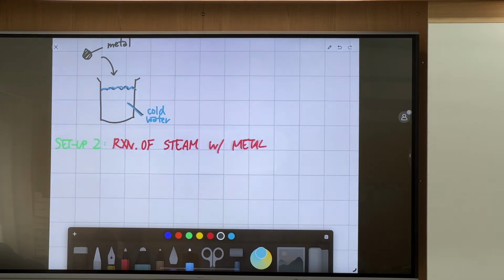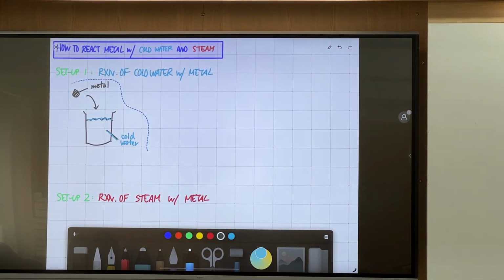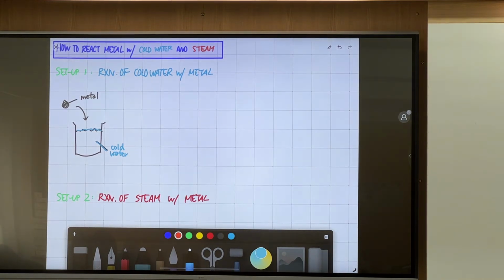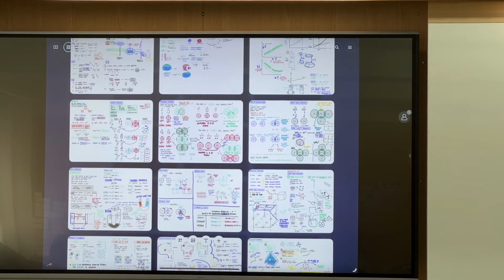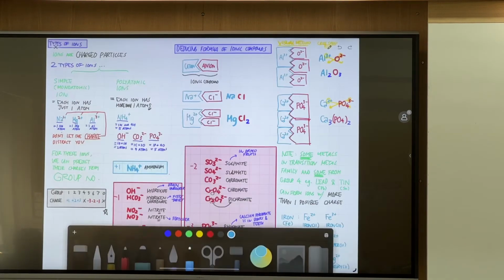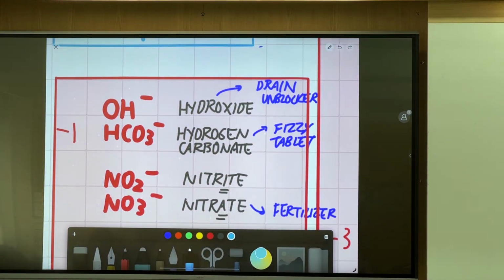Write down the general equation, so you can remember it. The general equation is that metal plus cold water will give metal hydroxide and hydrogen. Does anyone remember the formula of hydroxide ion? Hydroxide ion is a polyatomic ion, meaning it contains more than one atom. So what is the formula of hydroxide? Hydroxide is OH minus.